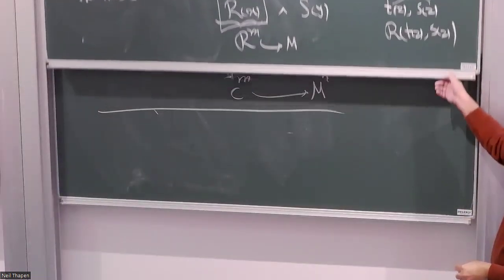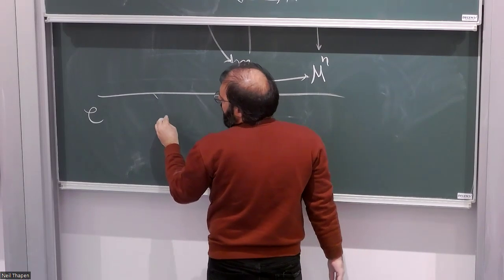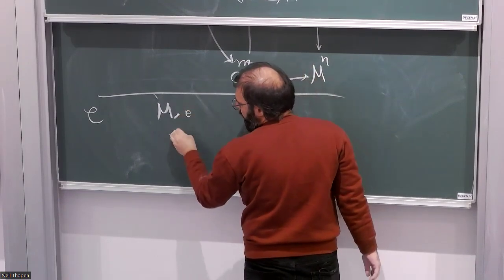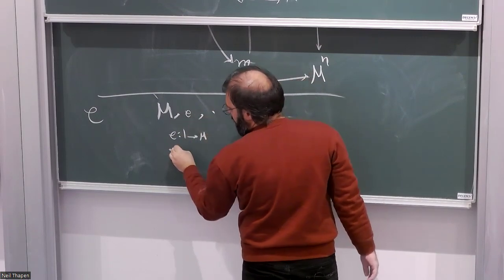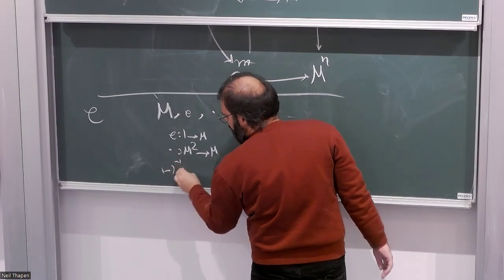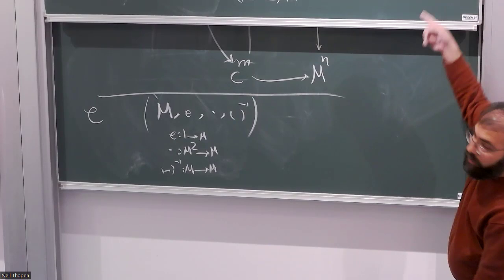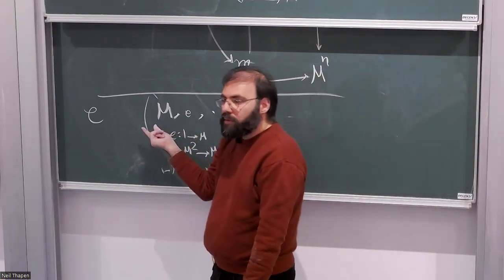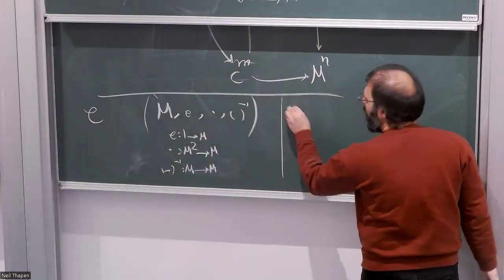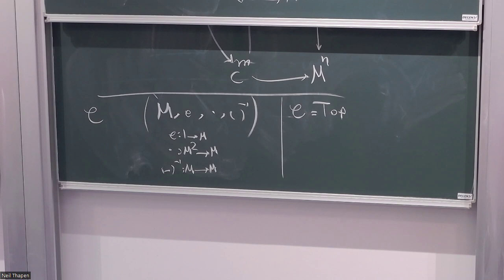For very obvious reasons, if I have C with finite limits, and some object M with more data, say a map e from 1 to M, a map dot from M squared to M, and an inverse, a map from M to M, and if this data satisfies all the axioms, then I call this a group object, inside C. For instance, if my C is the category of all topological spaces, then the group object would be a topological group.